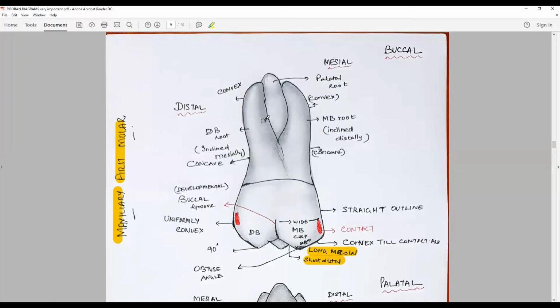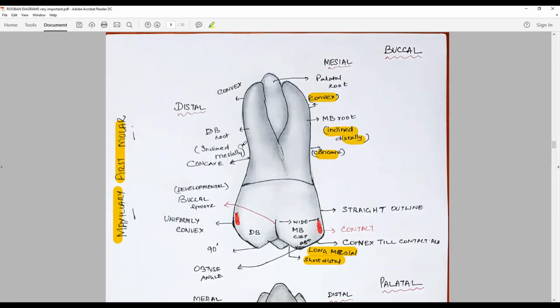We have three roots. All three roots are visible. The mesial surface of the mesiobuccal root is inclined distally at the apical third. Towards the apex it is convex, whereas in the middle and the cervical third it is concave. It is concave, then convex, and inclined distally at the apical third.